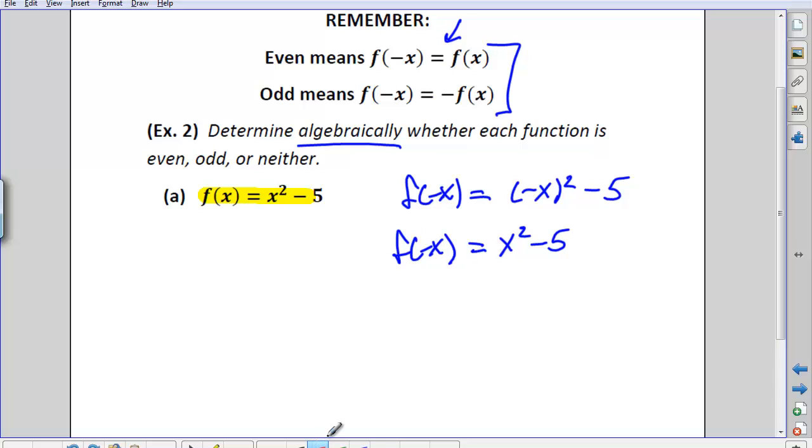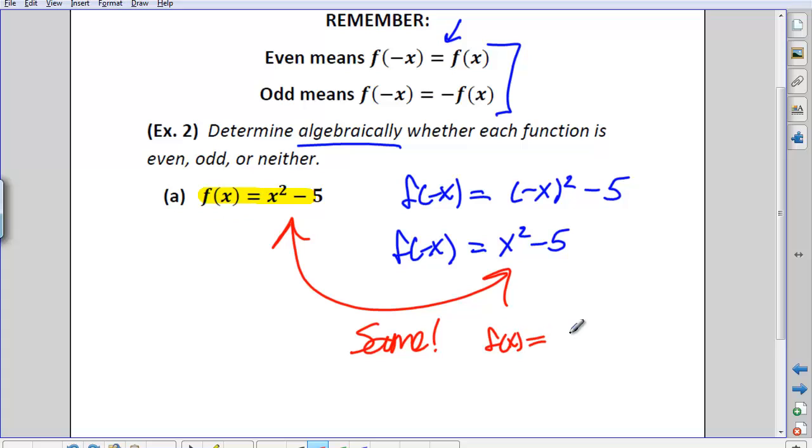Now if you'll notice, these two aren't those the same? So in other words, f of x, this guy up here, is the same as f of negative x, this guy right here. So in other words, that's what this statement right here says. Those are the same, then that means this is an even function. So without looking at a graph or anything, we could determine that's even because f of x is the same as f of negative x.